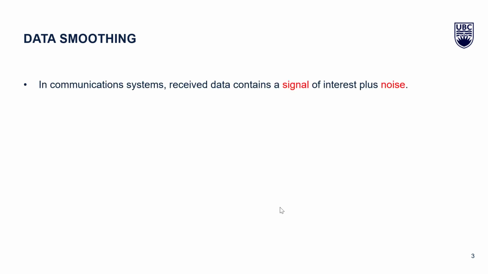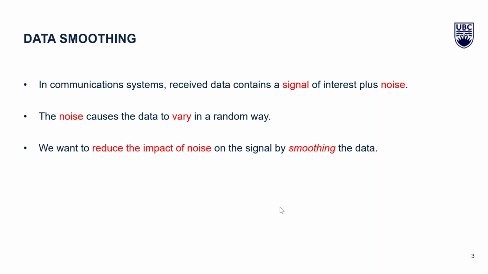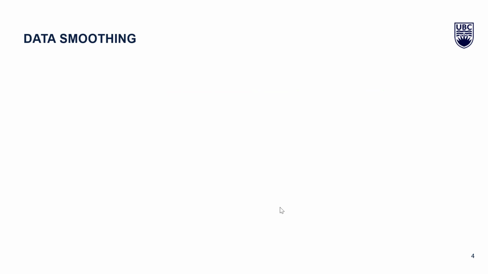In communication systems, the received data contains signal of interest plus noise. The noise causes the data to vary in random way. We want to reduce the impact of noise on the signal by smoothing the data. Smoothing reduces large and short-term variation in the data. How can we do data smoothing?